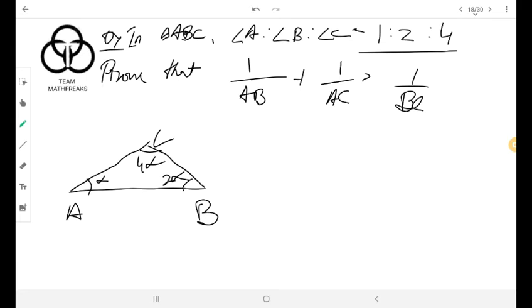Now I am giving a simple hint. Extend this to any point D such that this BD and this AC are equal. BD and AC are equal. This is one hint. Now you just think.